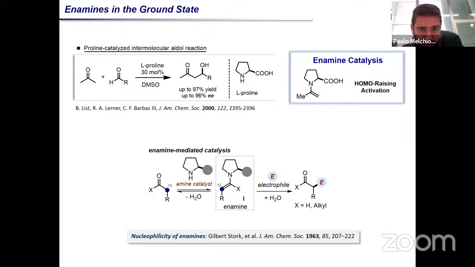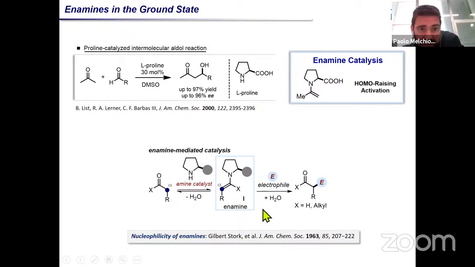So the first intermediate we focused on was an enamine. The enamine is known since a very long time. It is known that it is a strong nucleophile thanks to the pioneering studies by Gilbert Stork that date back to the 60s of the last century. Now, an enamine is a nucleophile and can trap a lot of electrophiles. If you have a chiral amine, of course, you can also control the stereochemistry of the stereogenic center.